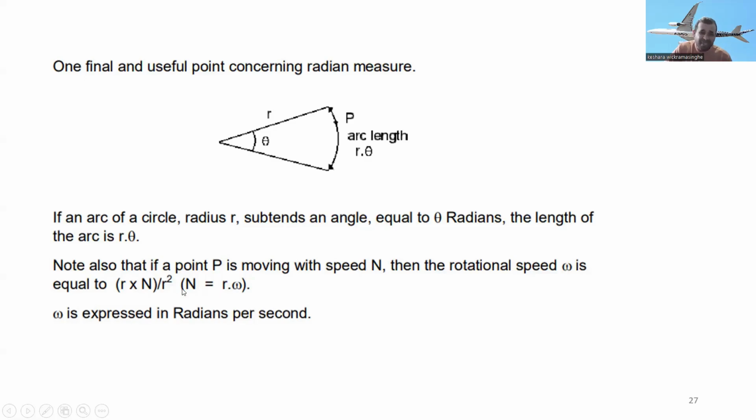So then the speed n you can calculate as r into the rotational speed, or r into the angular velocity. We will talk about rotational speed and angular velocity in the physics lesson. Remember, angular velocity we express as radians per second.